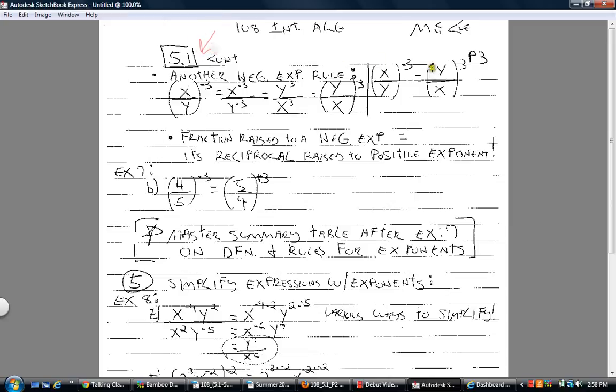We are going to tackle page 3. We're going to work on some more exponents. This one I call another negative exponent rule. This one is good to know. It's what happens if you've got a fraction with a negative outside exponent.